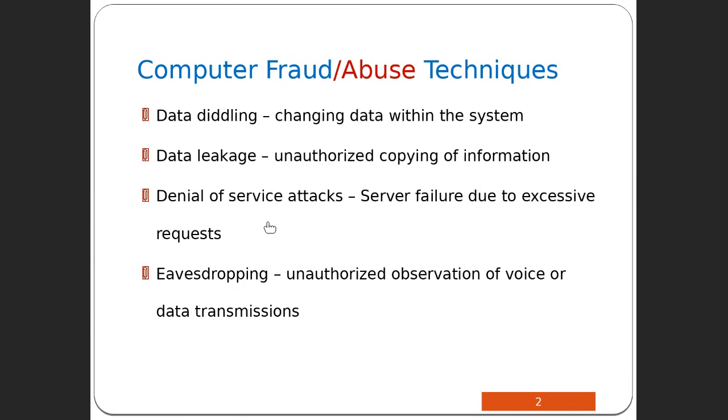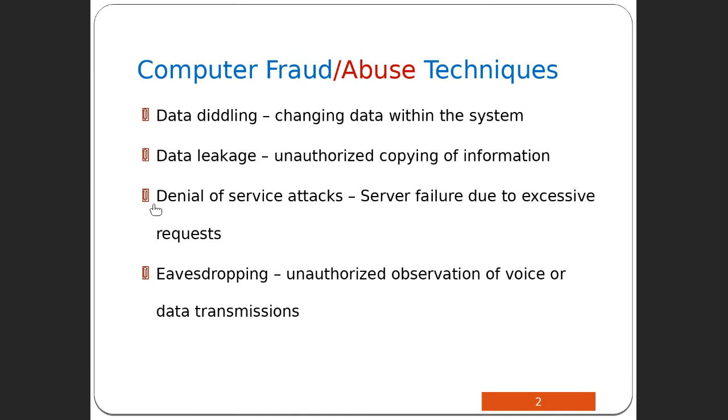The third one is denial of service attacks, which is server failure due to excessive requests. If someone wants to harm a company, maybe a competitor or a business they want to harm, and there are too many requests from customers, the server fails. If too many of us log in at a particular place, for example in Banner, when you're trying to look at the grades or we are trying to post the grades, there is a maximum capacity of the server, and if it exceeds, then the server fails.